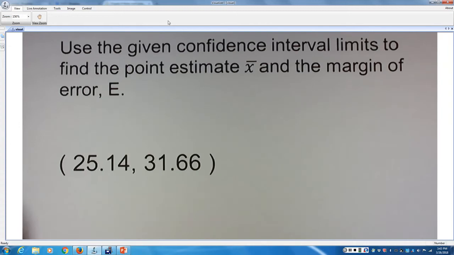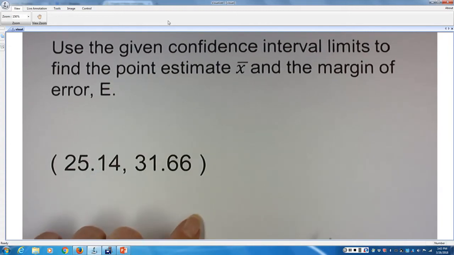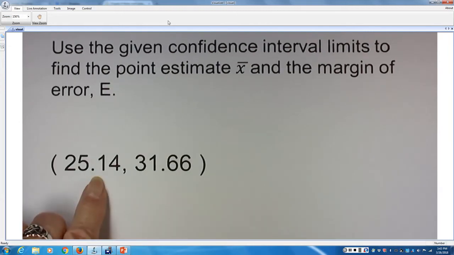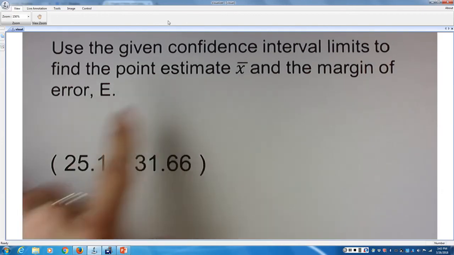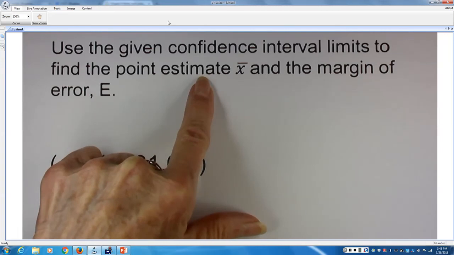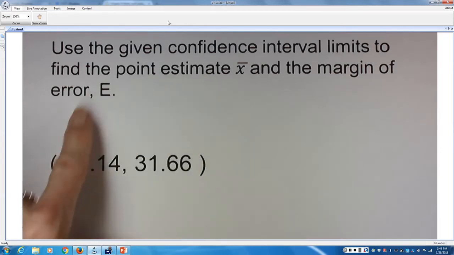So we did one with a mean, one with a proportion. And here's another one with a mean, and this one's a little bit different, but I want you to keep getting the concept of what that margin of error is telling you. It says this is the limits, this is the interval. They want us to go back and find the sample mean and to find the margin of error.